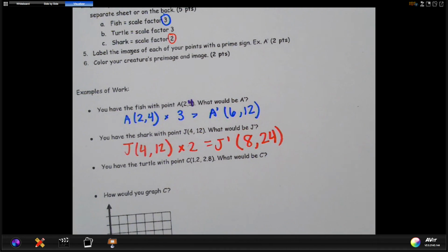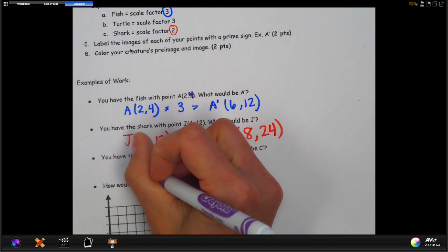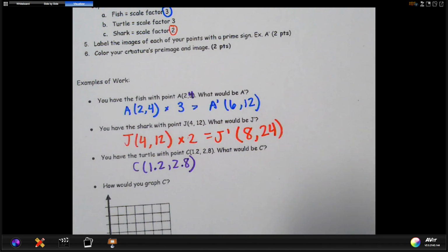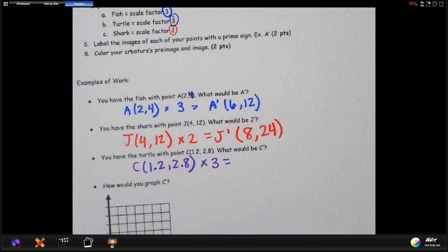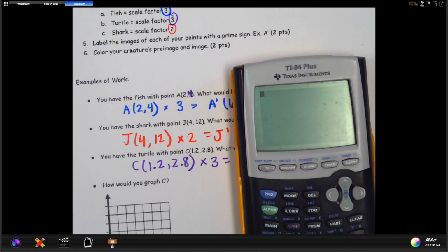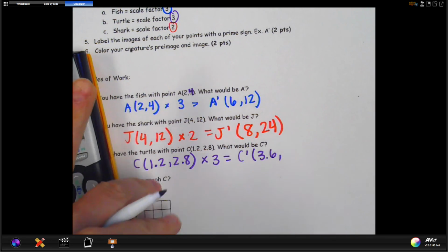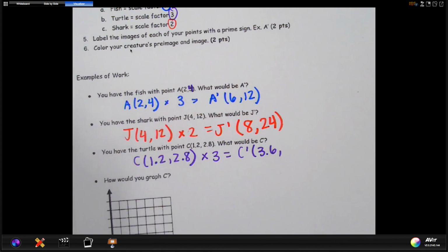So for example, for the work here, if you have the turtle, let's say this point on your turtle is C, 1.2 you estimated, comma 2.8. So you use your scale factor of 3 for the turtle. You want to multiply that by 3, and you might need a calculator for this sort of problem, or you can do it by hand if you want. But if you have a calculator, you want to multiply each decimal by 3. So 1.2 times 3 gives you 3.6. So C prime is going to be 3.6, and then you want to do 2.8 times 3. So 2.8 times 3 gives you 8.4 for this coordinate.